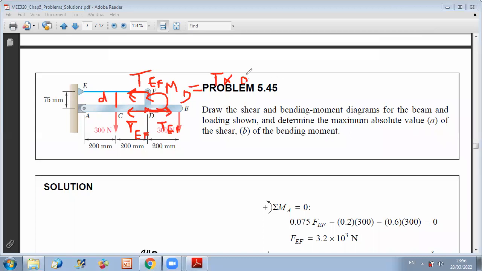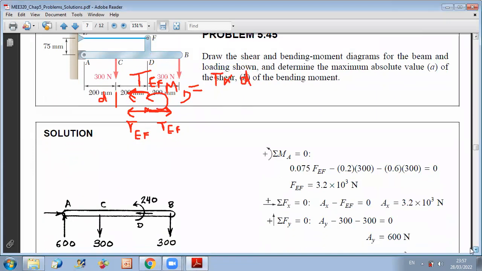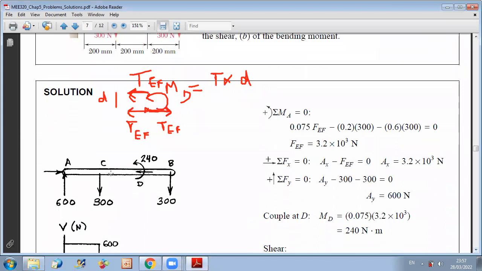Now you can replace your beam ACDBE by a beam ACDB, and at point D, you just have to put a force of 240, which is equal to the tension in the cable, and the couple that you can calculate as T times D. Once you have this, to draw the shear and bending moment diagram, you can use the section method or the area method. And of course, pay attention here that you have a couple, since it's a counterclockwise couple.